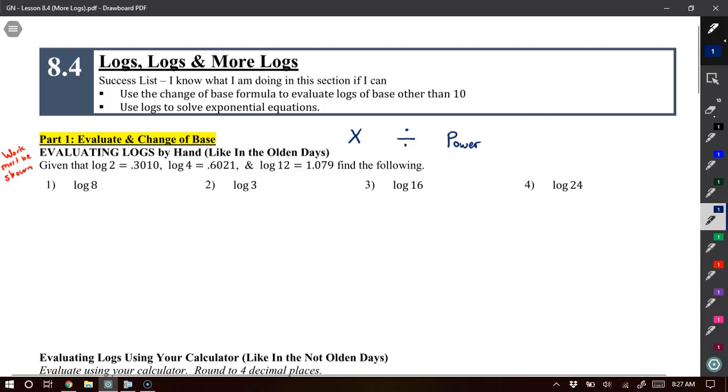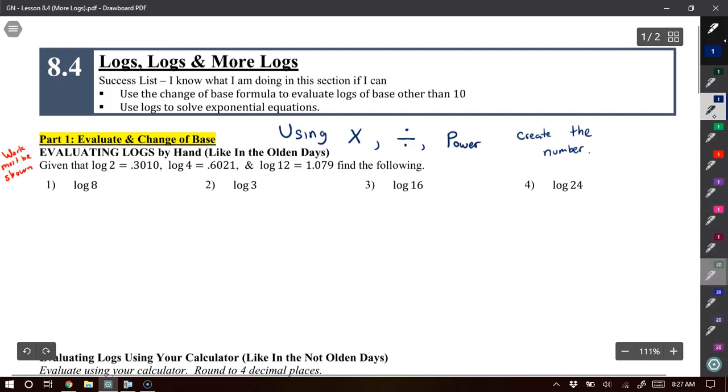And what we're going to do is use these operations. So using multiplication, division, or powers, we are going to create the number. And so to see what that means, let's think of an example. So, create the number. All right.